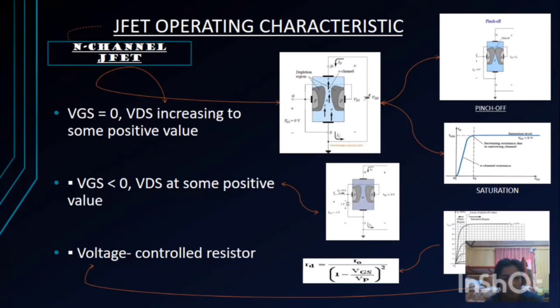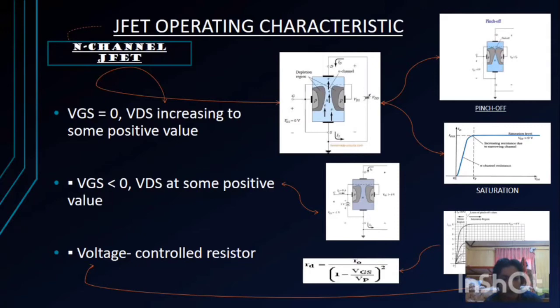For VGS less than 0, where VDS is at some positive value and VGS becomes more negative, the JFET experiences pinch off at a low voltage. ID decreases, where ID is less than IDSS even though VDS is increased, and eventually ID reaches 0 ampere. VGS at this point is called VP or VGS off.